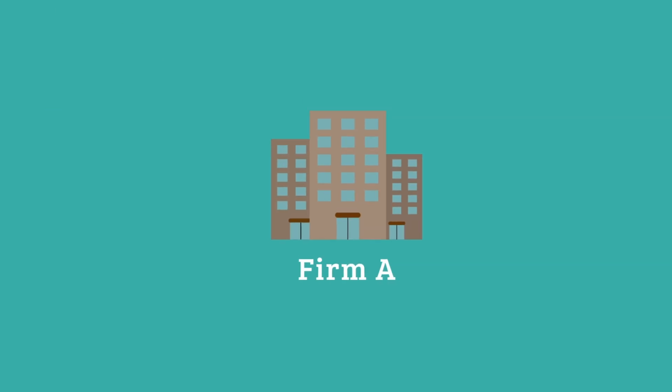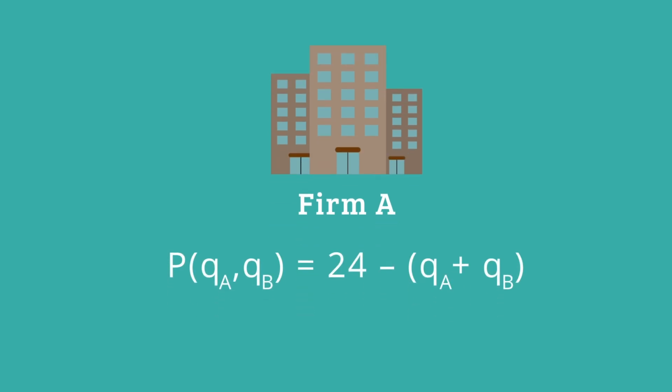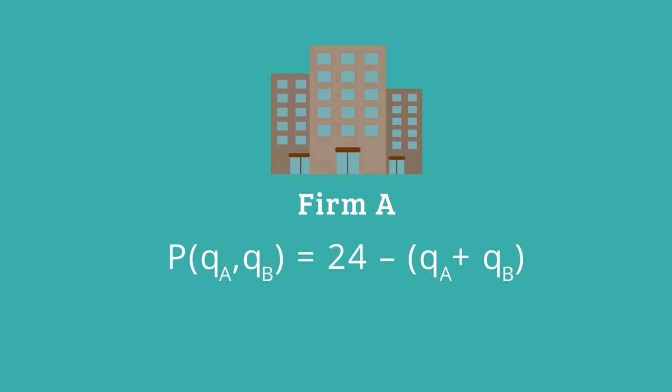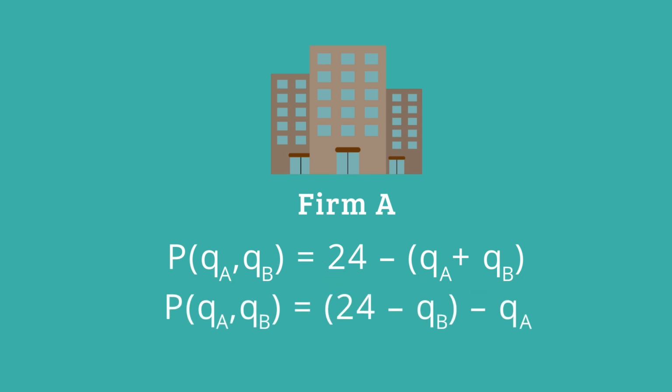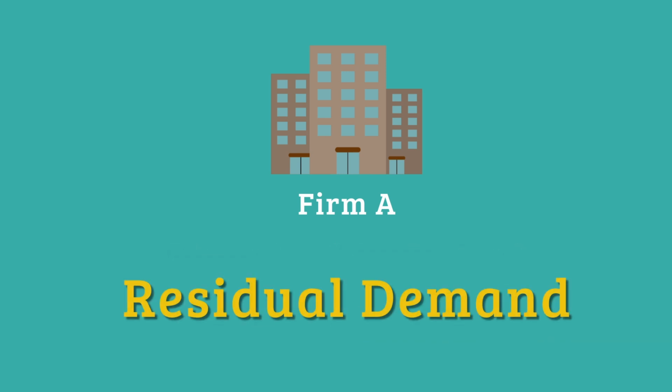Now, let's consider firm A. First, what is the demand that firm A faces? Recall the inverse market demand is given by P = 24 - (QA + QB). By rearranging the terms, we can find the demand faced by firm A as P = (24 - QB) - QA. The term 24 - QB can be regarded as the intercept, while the slope of the equation is given by the coefficient of QA, which is -1 here. We'll call this the residual demand faced by firm A.